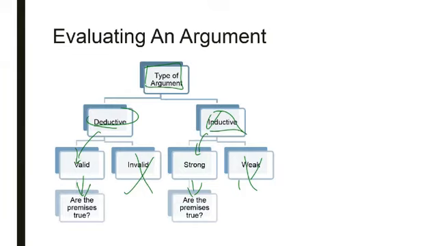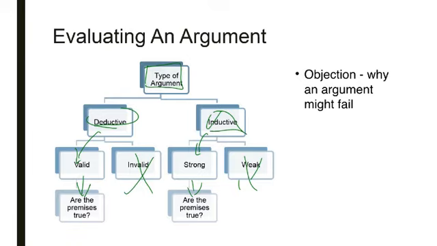Okay? So when we evaluate arguments, first, what kind of argument is it? Is it valid or strong, depending on the kind of argument? And then, are the premises true? And the bottom line is, while I will, quote unquote, quiz you throughout the semester on what form of argument we're working with, we are going to be focusing on whether the premises are true. And so that is when we come up with our objections, why an argument might fail. And more often than not, it's going to be because one of the premises is false.